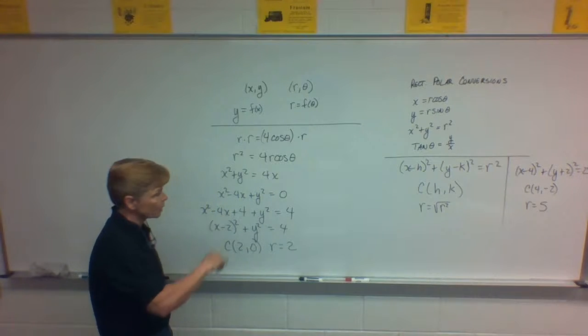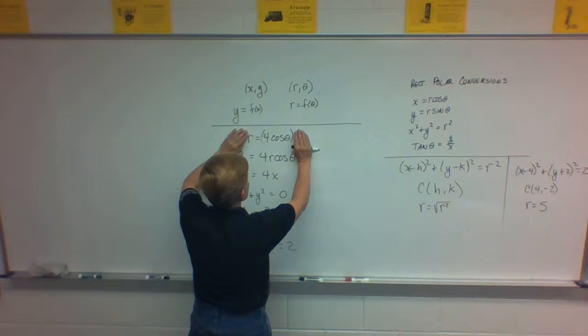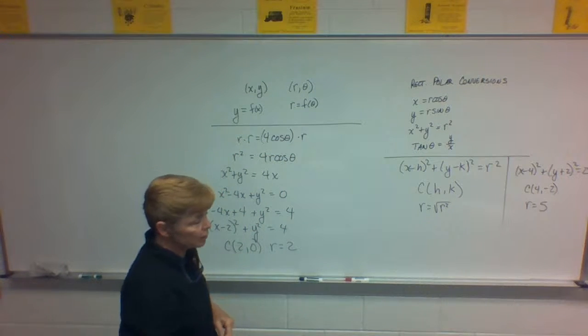Now, I want you to graph this original thing that didn't have the r's on it. I want you to graph in polar form in your calculator. You're in the y equals screen, but now it's r equals, and write 4 cosine theta. Make sure you're in radian mode.